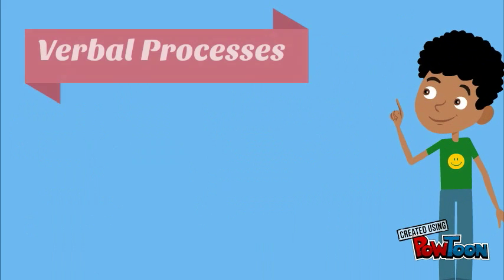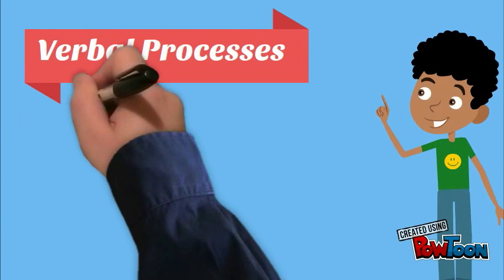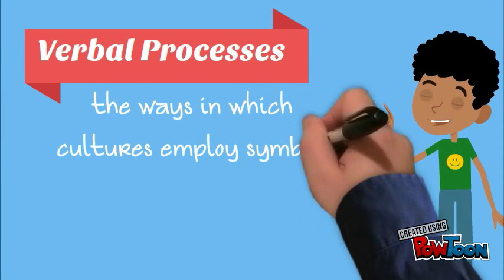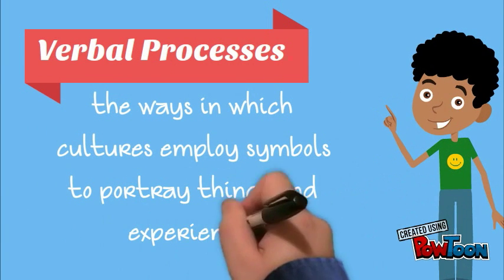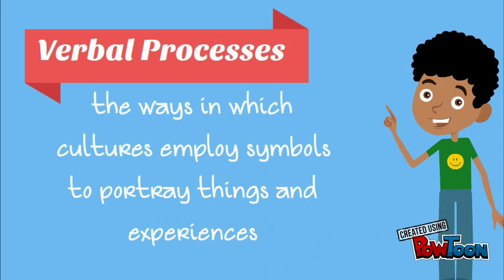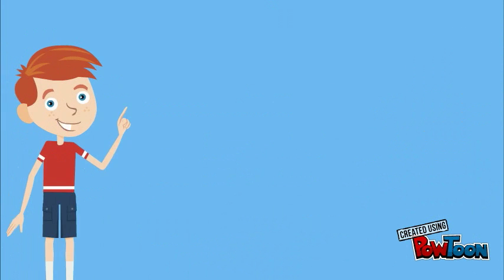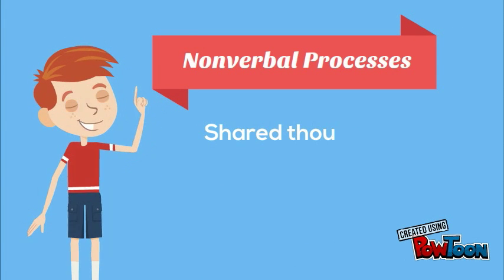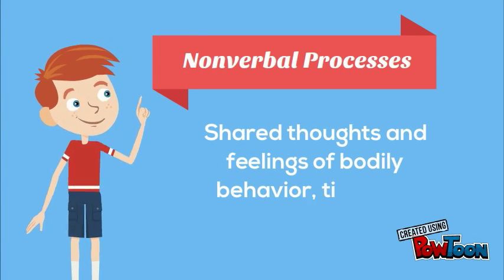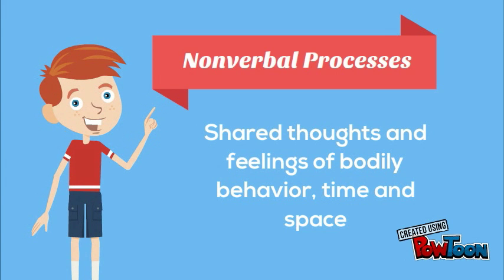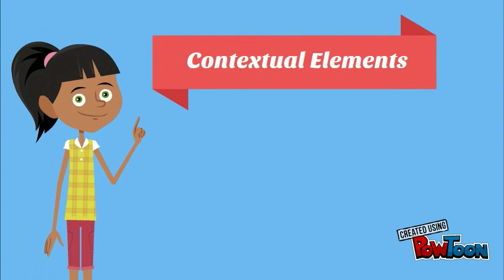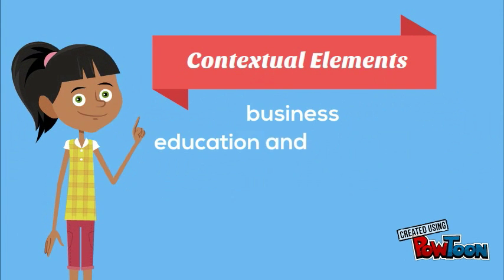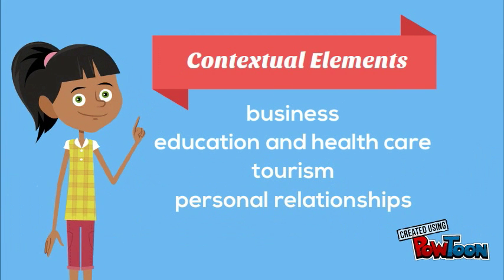Number 2 is the verbal processes. It is the ways in which cultures employ symbols to portray things and experiences. Number 3 is the nonverbal processes. It is shared thoughts and feelings of bodily behavior, time, and space. And lastly is the contextual elements, which are business, education and healthcare, tourism, and personal relationships.